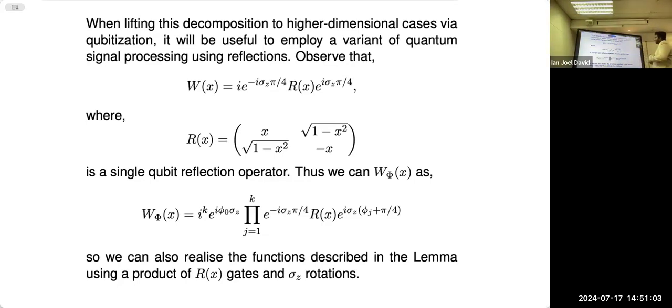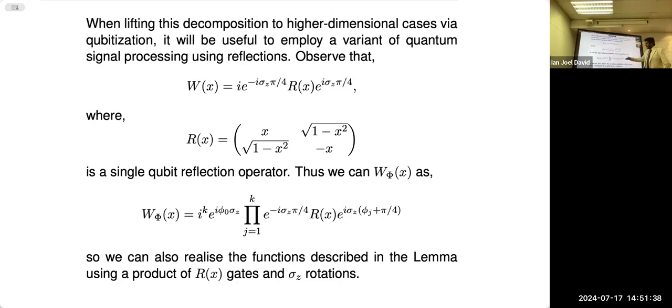And when we lift this decomposition to higher dimensional cases via qubitization, we want to employ a variant of this that relies on reflections. So not just rotations W of X, but we want a way to implement this that relies on a reflection operator, like we use reflections in amplitude amplification. And what we can observe is that we can rewrite that W of X using Z rotations with angle pi over 4 and the following reflection operators, single qubit reflection operator.